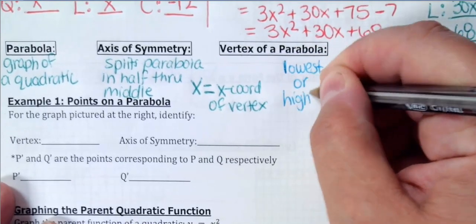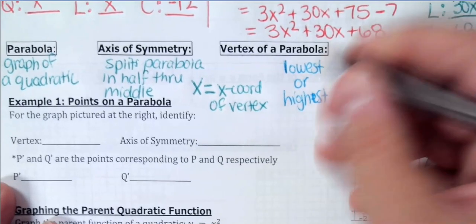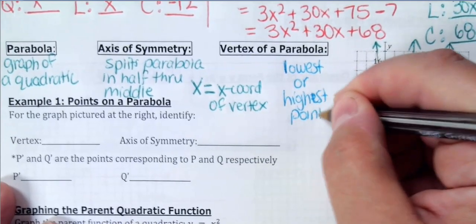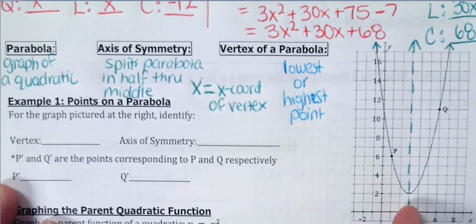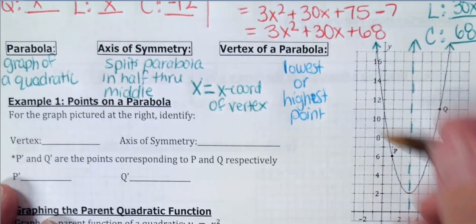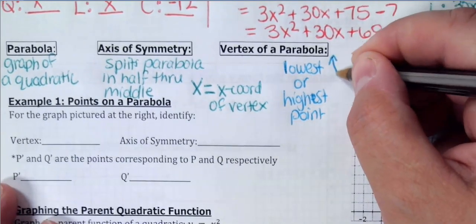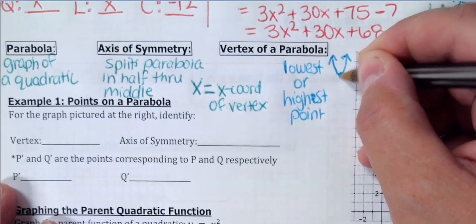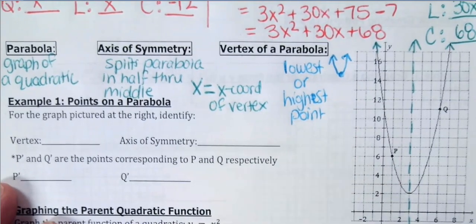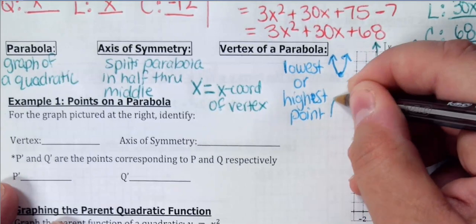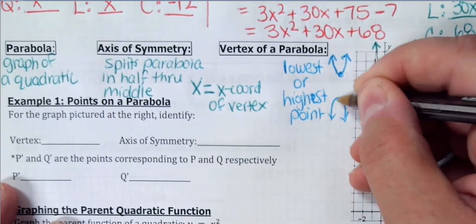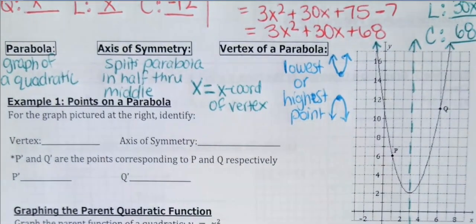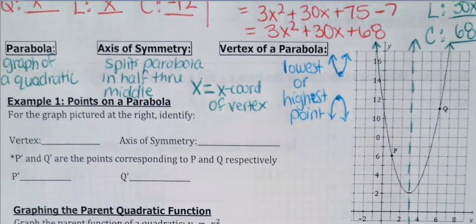I'm going to draw a little picture, and I'm going to spell that correctly. It's either the lowest or the highest point. On the little example I have right here to the side, it would be the lowest point, because it would turn and be at the very bottom of the graph. If your parabola flips the other direction, though, it could be the highest point on the graph. So it's one or the other, but it is literally either the very bottom or the very top of the graph, depending on which way it turns.